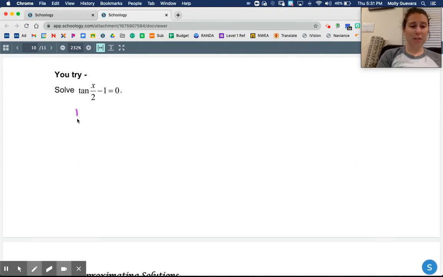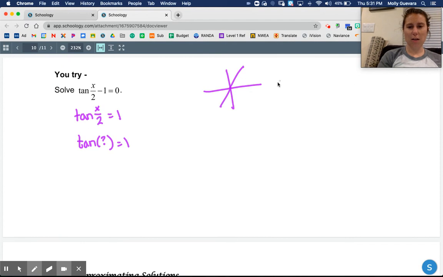But I'm going to solve this for tangent. So tangent of x over 2 equals 1. So, right, tangent of something equals 1. Well, if I draw it, 1 is here and here. So that's pi over 4 and, sorry, not 3 pi over 4, 5 pi over 4. Or more accurately, pi over 4 plus pi, plus pi, plus pi. So I have pi over 4 plus pi n.